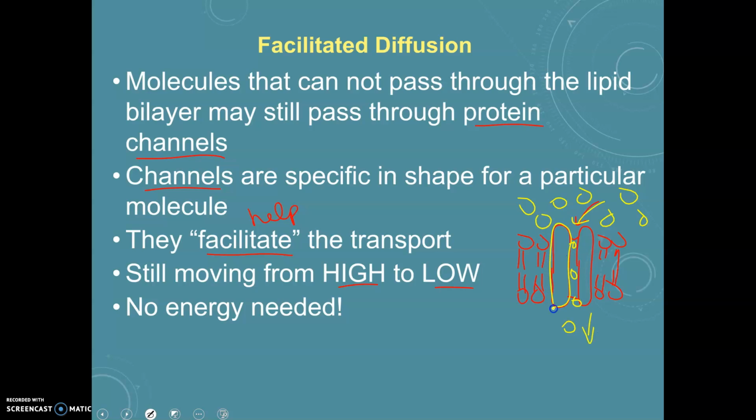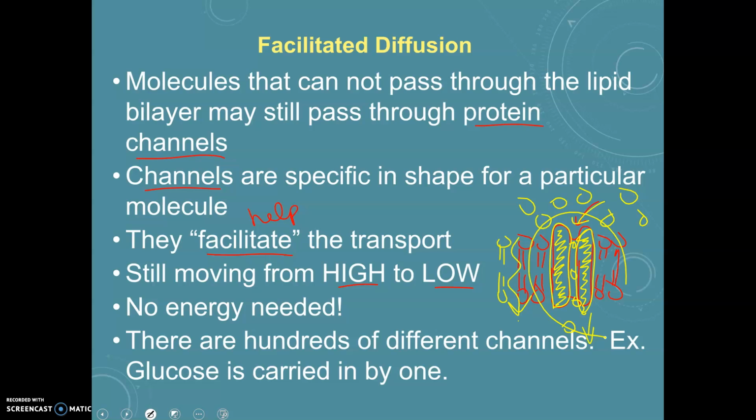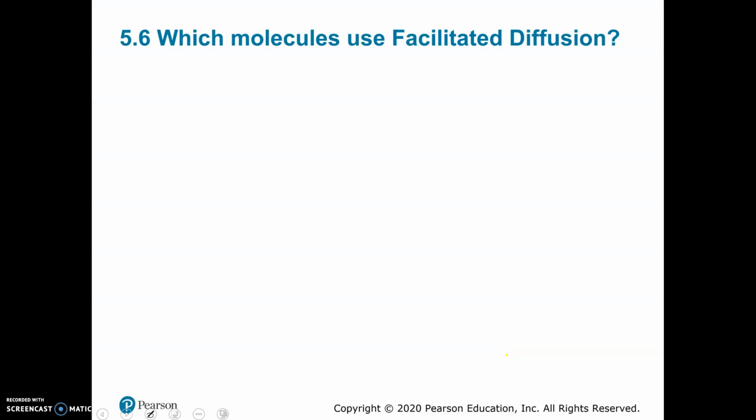So if you see a picture like this, where it's a protein in the membrane that's carrying something through from high to low concentrations, that's going to be called facilitated diffusion. But if you see the substance going directly through the membrane, like here, going through the phospholipids from high to low, that's going to be simple diffusion. So simple diffusion, facilitated diffusion. No energy necessary. You have hundreds of different protein channels. Glucose is an example of a molecule that's carried in by facilitated diffusion.